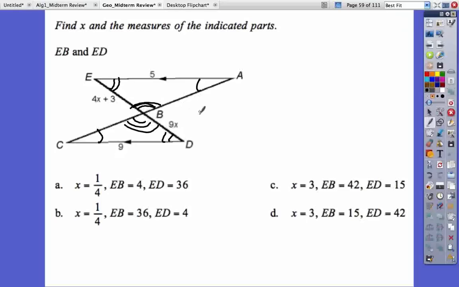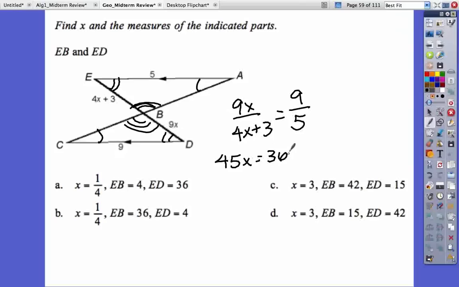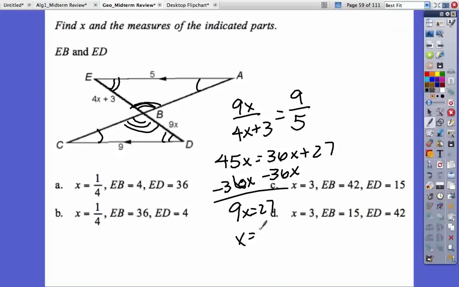That means that my sides are proportional because these triangles are similar. I need to set up a proportion. I can set up 9x over 4x plus 3 is equal to, since I started with this triangle, I need to continue to start with this triangle, 9 over 5. Cross multiply, I get 45x is equal to 36x plus 27. Subtract both sides by 36x. That gives me 9x is equal to 27. x is equal to 3.